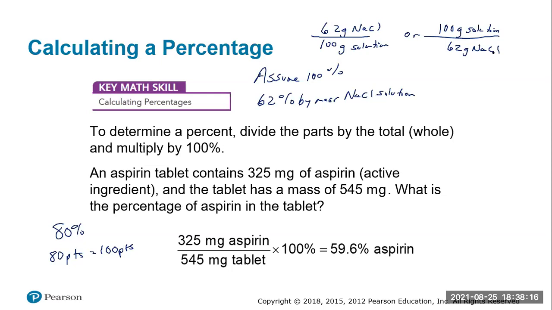An aspirin tablet contains 325 milligrams of aspirin, and the tablet has a mass of 545 milligrams. What is the percentage of the aspirin in there? So in the tablet of aspirin, there's 325 milligrams of aspirin. The total mass of everything together is 545. Dividing and multiplying by 100 basically tells us that a tablet of aspirin in this example is made up of about 59.6% of the active ingredient that makes it an aspirin.